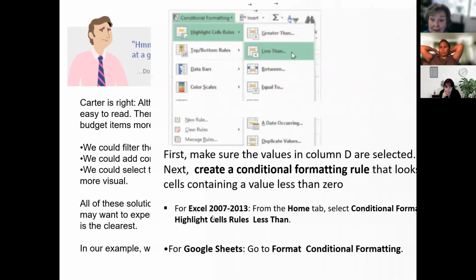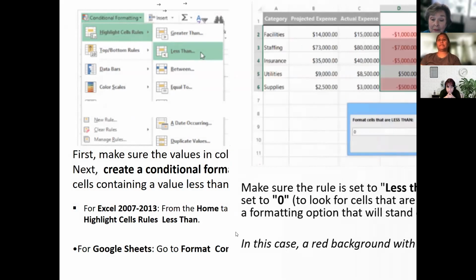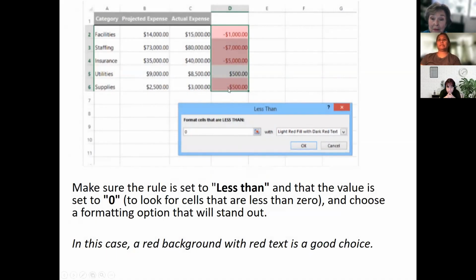But in this instance, if we add conditional formatting, you go up to the conditional formatting, you choose a rule that says looking for a value less than 0, and you're going to fill those values in with red. So these are the ones that are over budget.